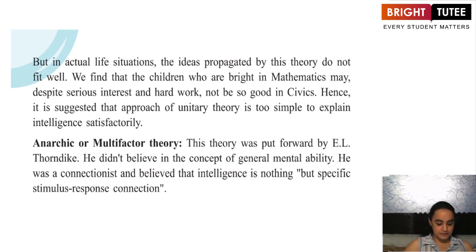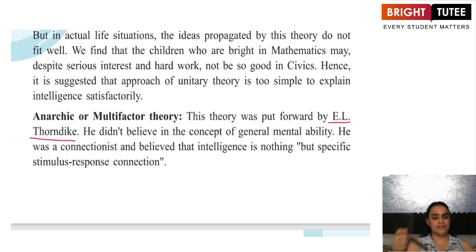The next theory that we have is the anarchic or the multi-factor theory. Now, this theory was put up by E.L. Thorndike, and he did not believe in the concept of the unitary or the monarchic theory. He did not believe that a person has a general mental ability that he can utilize for everything and anything that he wants to do. According to E.L. Thorndike, a person has a specific ability, a specific stimulus response connection.